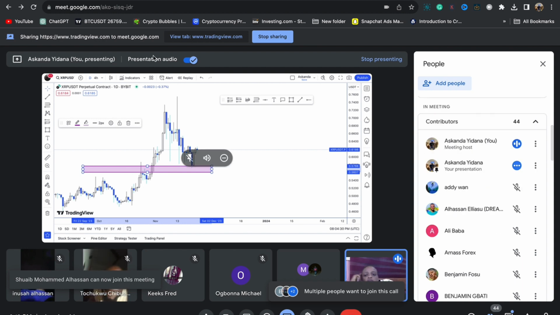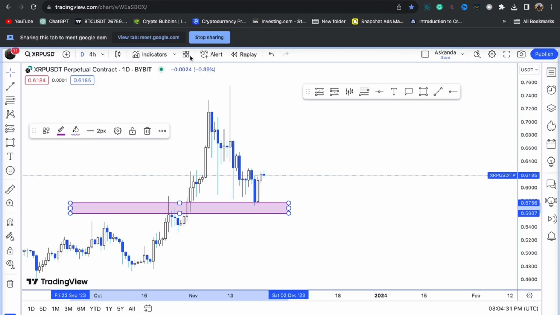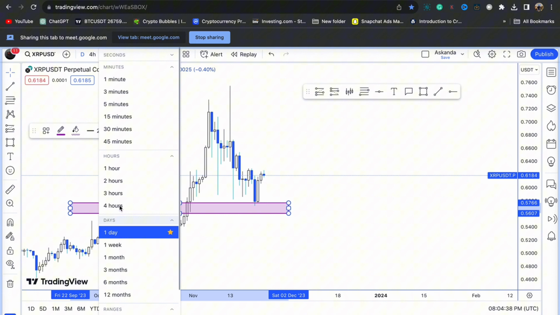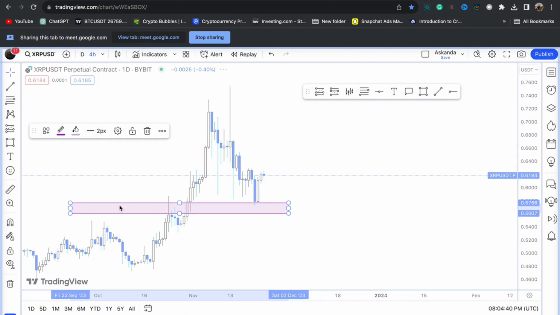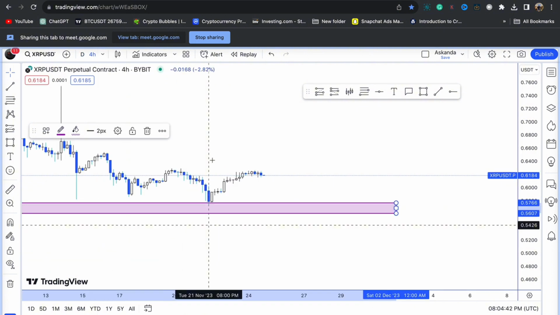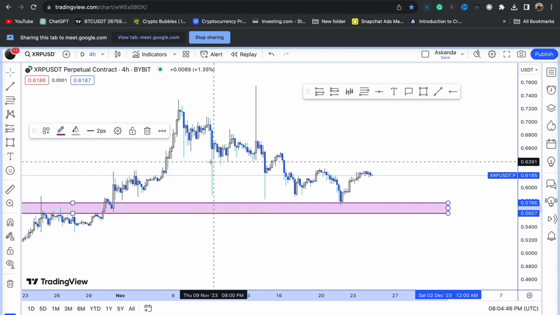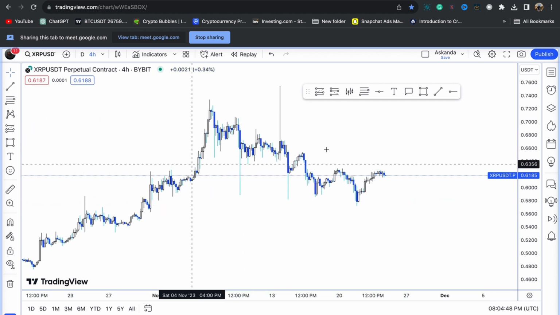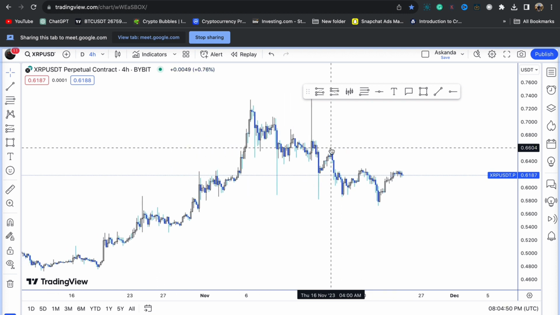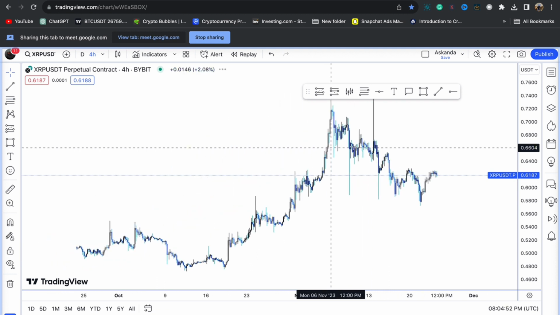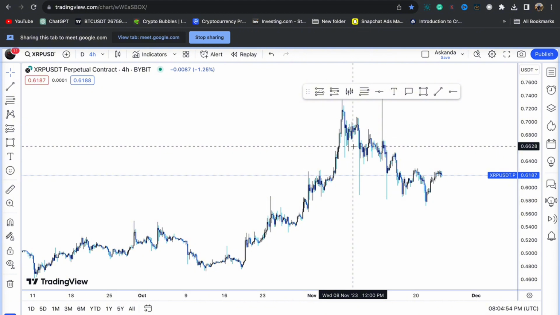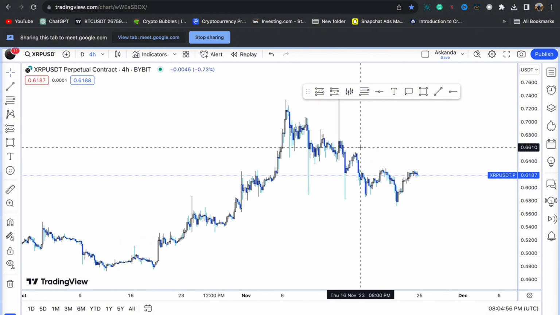Okay, so what I'll do is I'll now go to the 4-hour time frame. So I'll click here again, go to the 4-hour time frame. Now in the 4-hour time frame, we have a range market. It's currently consolidating. But I'm going to help you guys with the position sizing and the risk management.